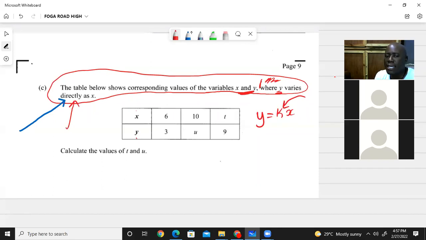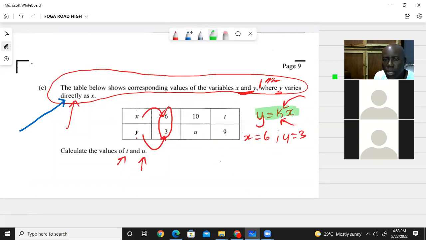So we'll set up y equal to kx. Now, calculate the values of t and u. In order to calculate the values of t and u, you need to know the constant. Just as, in order to pay the man and to know how many juices you can afford, you will definitely need to know how much for one. So we can use this column to find the value for k, because this case happened already where x was 6 when y was 3. If we substitute those right here, we will know the value for k.